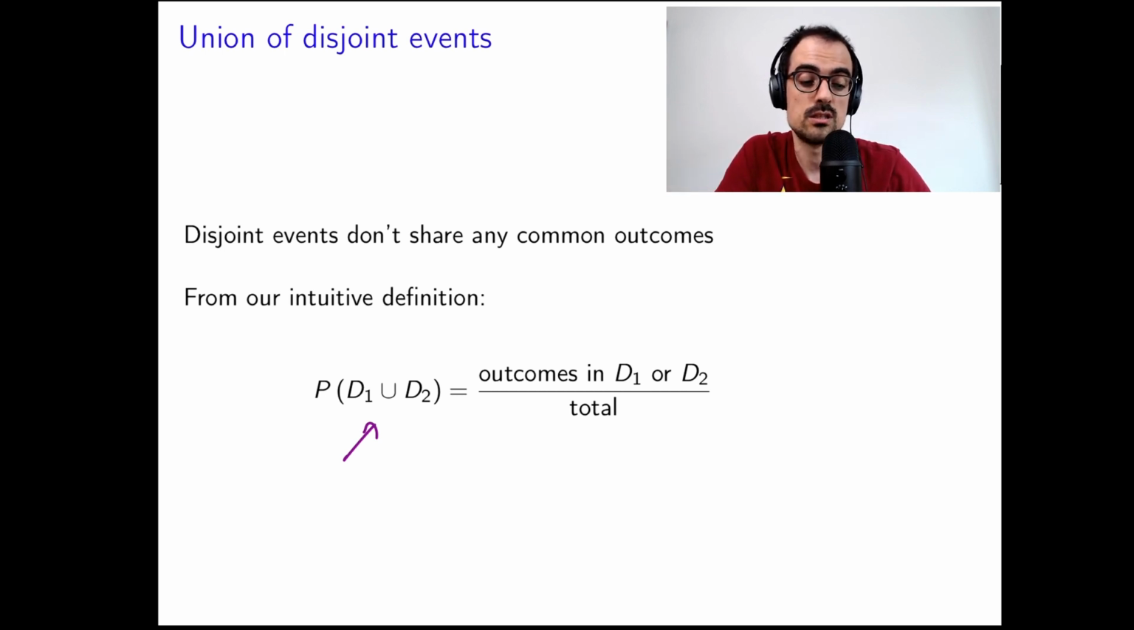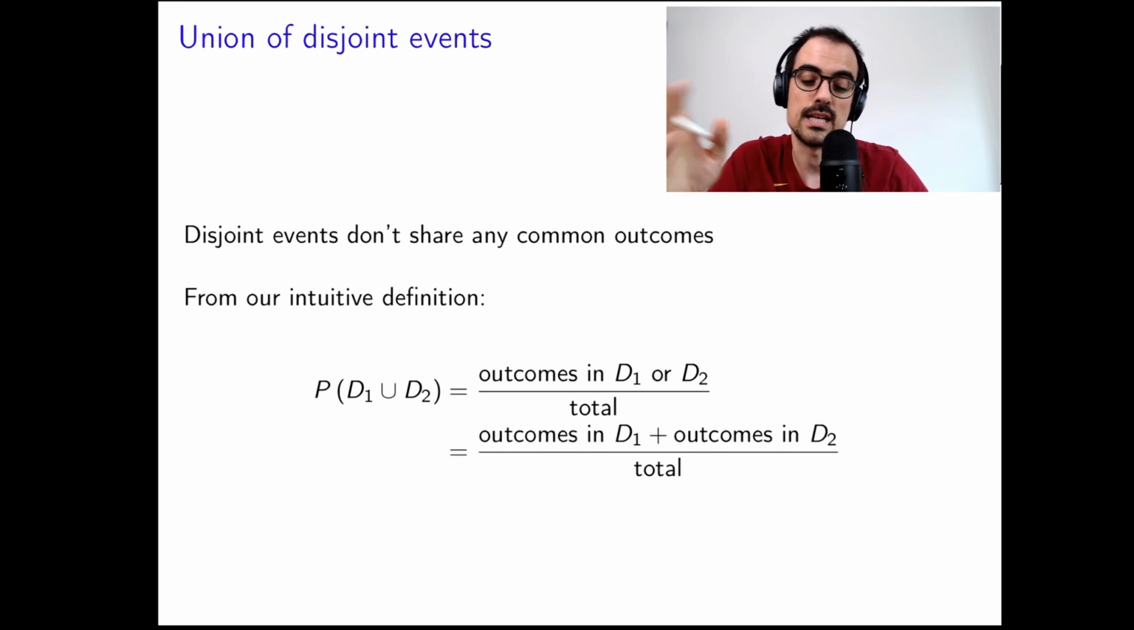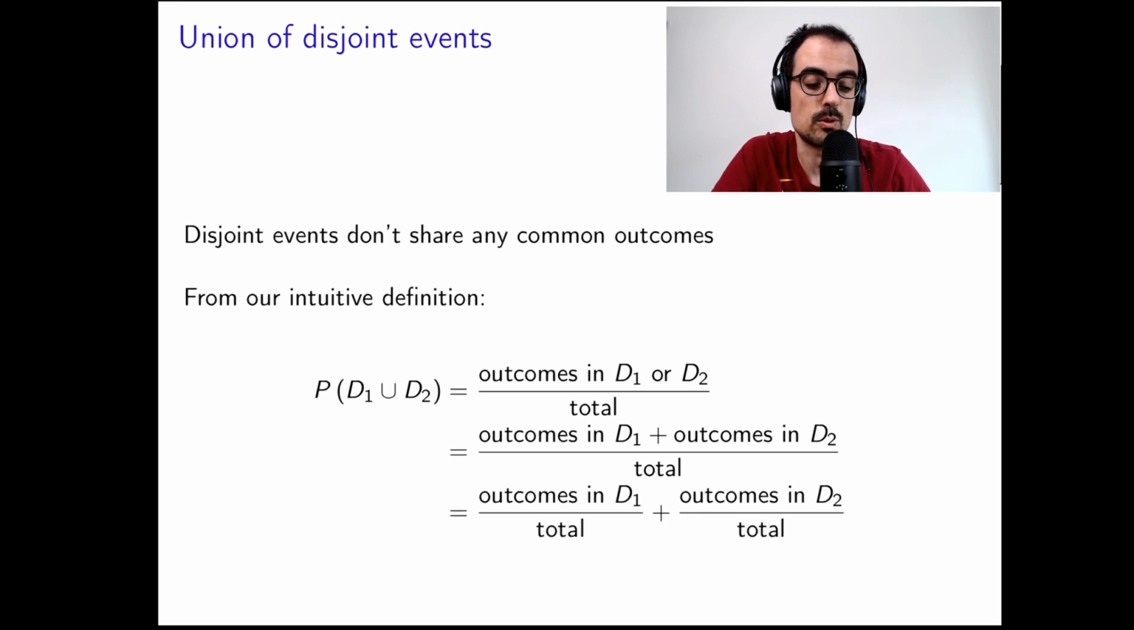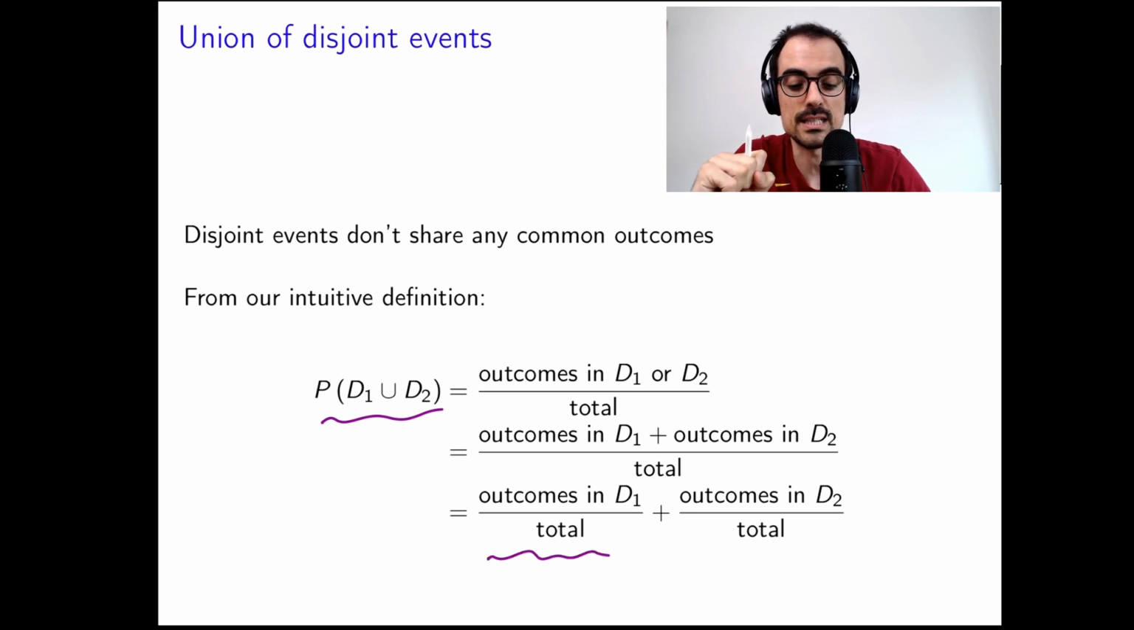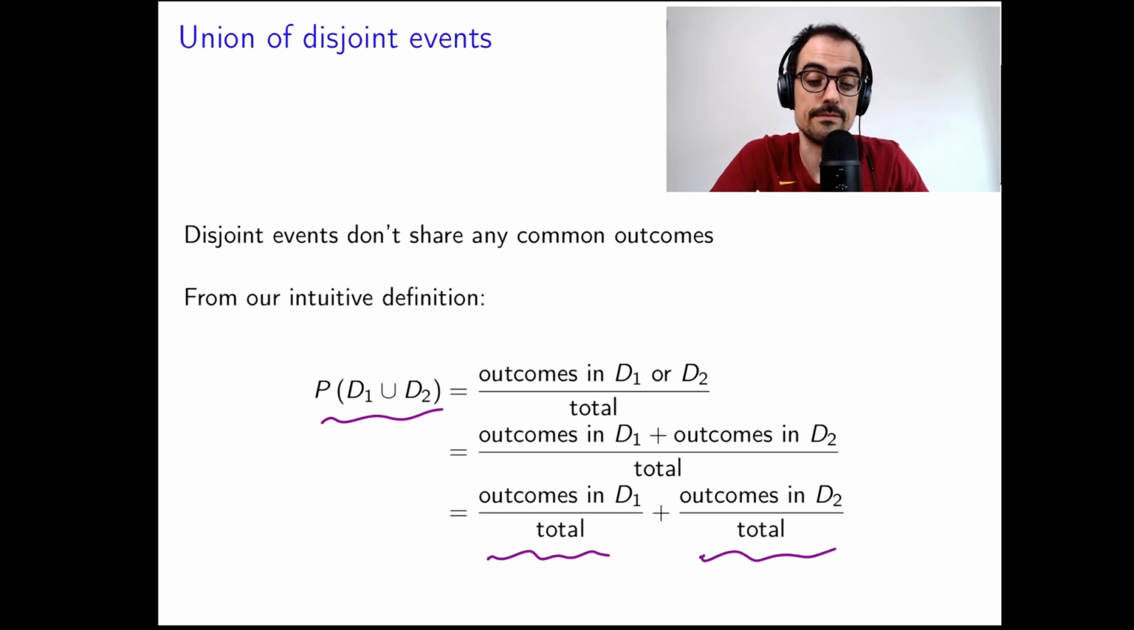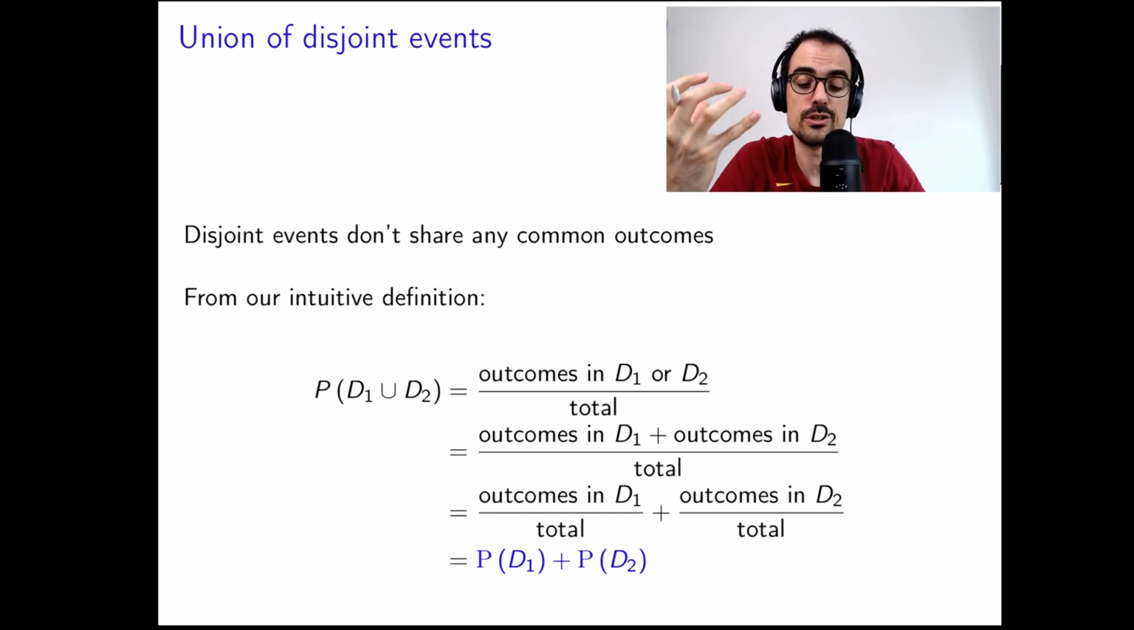Because the events are disjoint, the number of outcomes in D1 or D2 is just the number of outcomes in D1 plus the number of outcomes in D2, divided by the total. But now we can split this sum and express this probability as the sum of two fractions, the fraction of outcomes that end up being in D1 and the fraction of outcomes that end up being in D2. And of course, individually, these are just the probabilities of D1 and D2 by our intuitive definition. So from our intuitive definition, we see that the probability of a union of disjoint events should equal the sum of the individual probabilities.